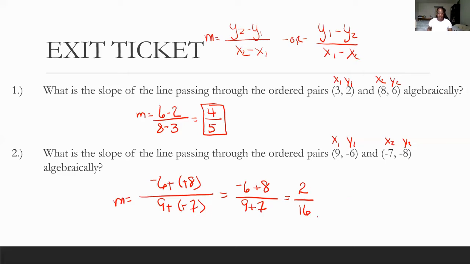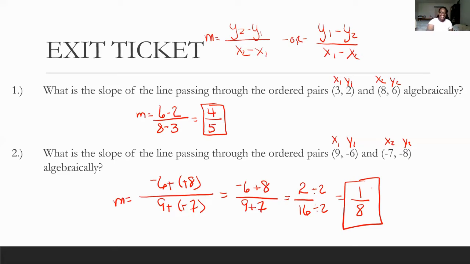So 2 over 16 can be reduced by 2. 2 divided by 2 gives me 1, and 16 divided by 2 gives me 8. So this is at its lowest form, which means my slope is going to be 1 over 8. Wherever I start my y-intercept, I'm going to go up 1 unit and then go 8 in the positive direction to draw my next point. So if you said 4/5 and 1/8 for your slopes, high five, pound it, explode it, yes, go.